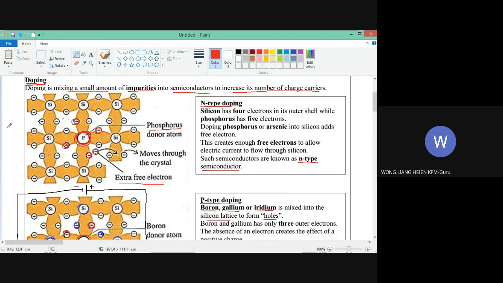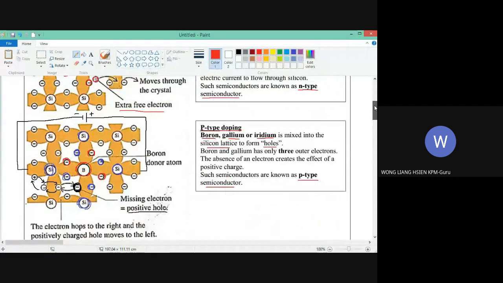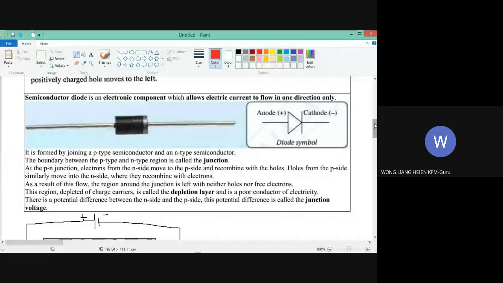You see, N-type semiconductor alone and P-type semiconductor alone, if they are separated, do not have any special effect. There's nothing special about them. They are just a normal conductor only. However, something very special will happen when we combine them together.